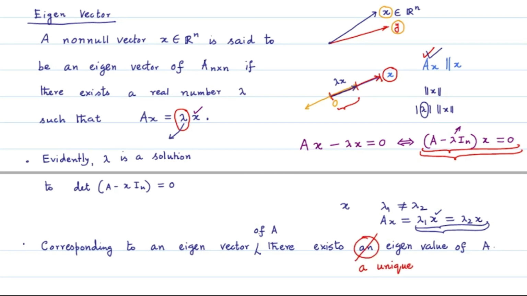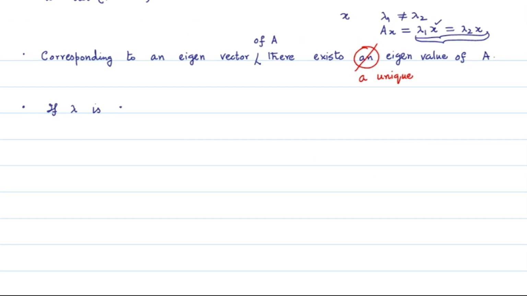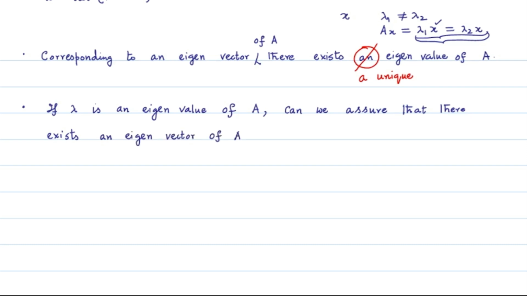Now let me place another question before you: if lambda is an eigenvalue of the matrix capital A, can we ascertain that there exists an eigenvector of the matrix A, so that Ax is equal to lambda x?